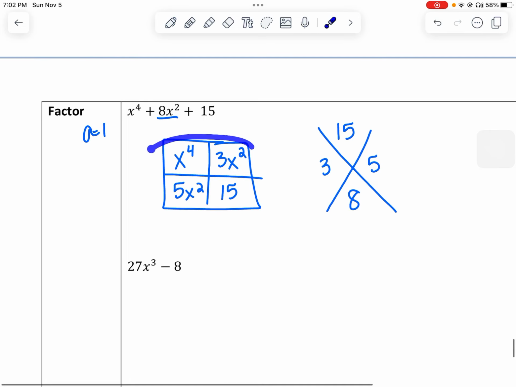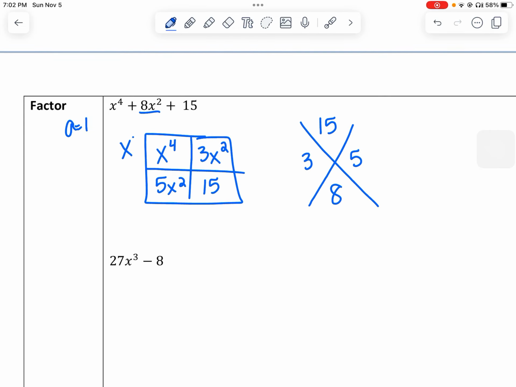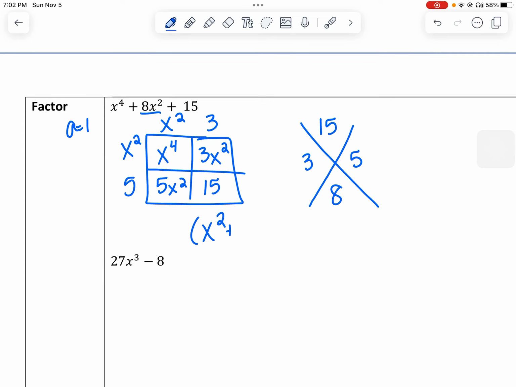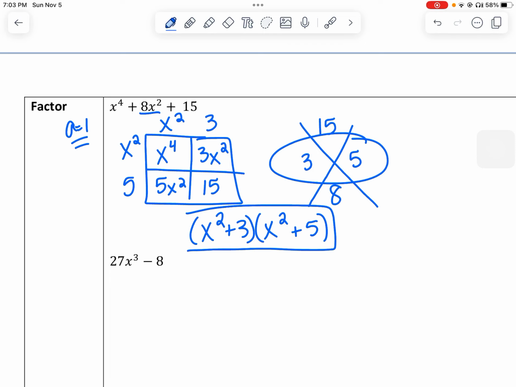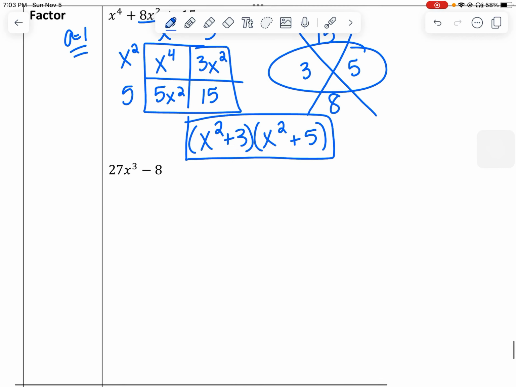And then figuring out the outside, these two have an x squared in common. X squared times x squared is x to the fourth. X squared times 3, and then x squared times 5. So you'll notice that your factors were what you got when you did this step. And since a is equal to 1, that will be the case, in which case you can jump straight to the factors of two binomials instead of using the box. But using the box is a great way to organize the work. So do whatever you're most comfortable with.